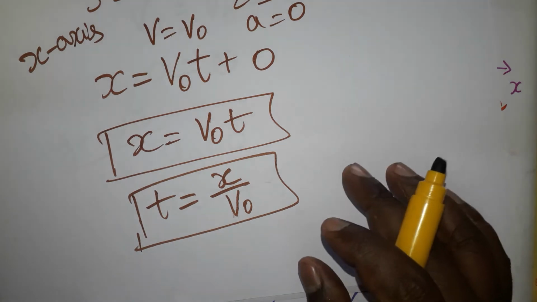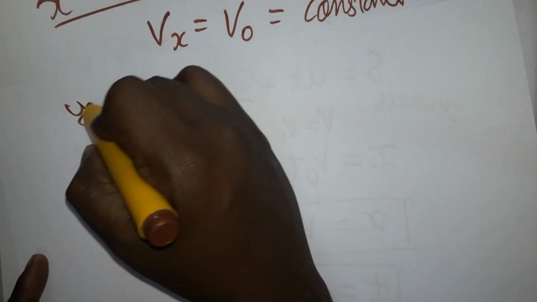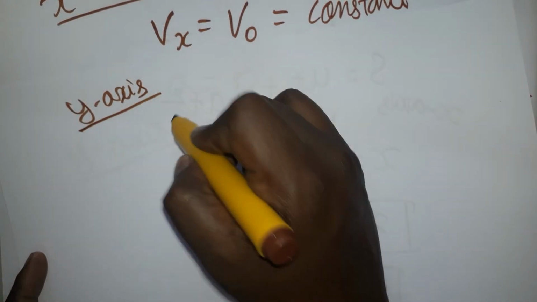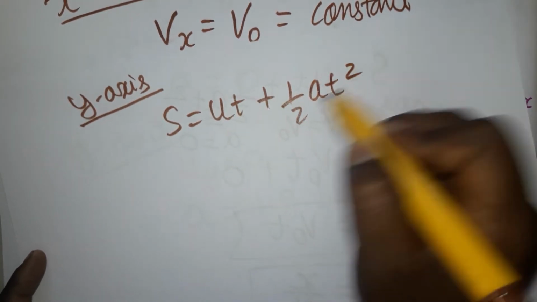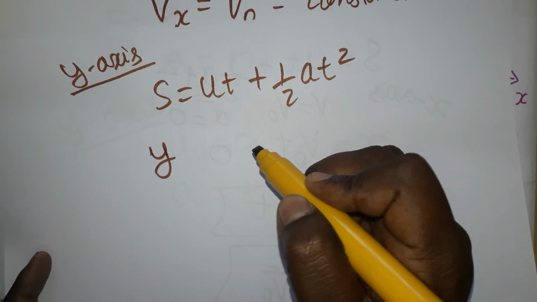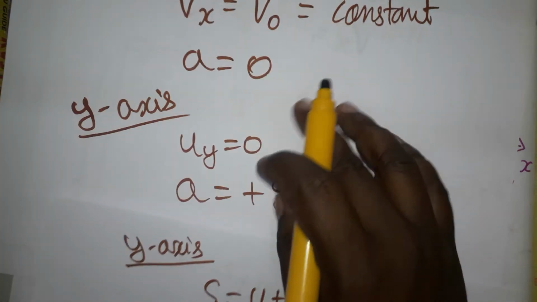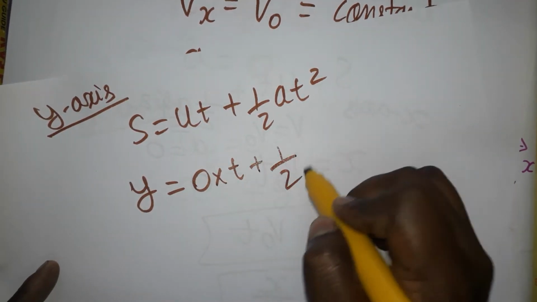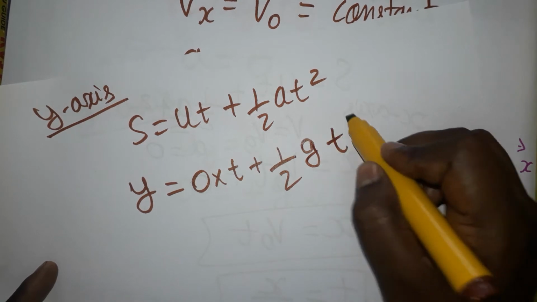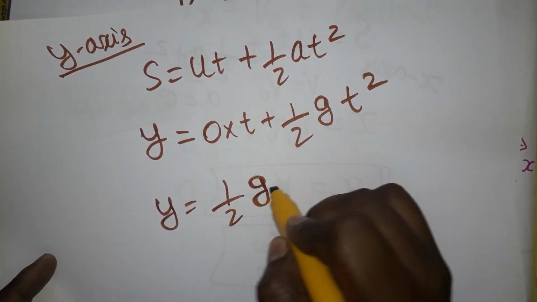The time period for the x-axis and y-axis will be the same, so the same equation can be used for the y-axis also. Now for the y-axis, I use the same equation, s is equal to ut plus half at square. The displacement along the y-axis I take as y. The initial velocity along the y-axis is 0. So 0 times t plus half times a, which is g, the acceleration due to gravity, times t square. So y is equal to half times g t square.